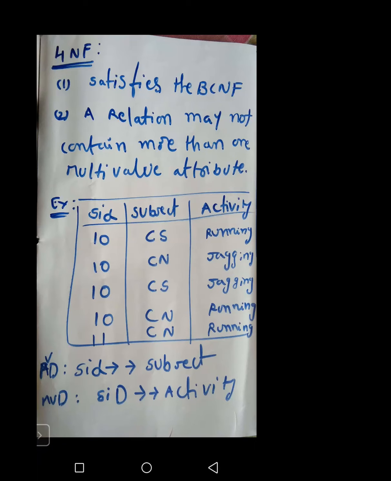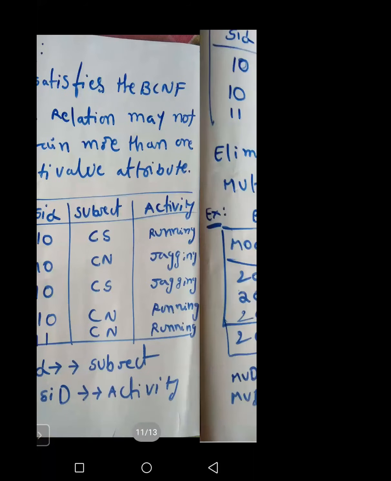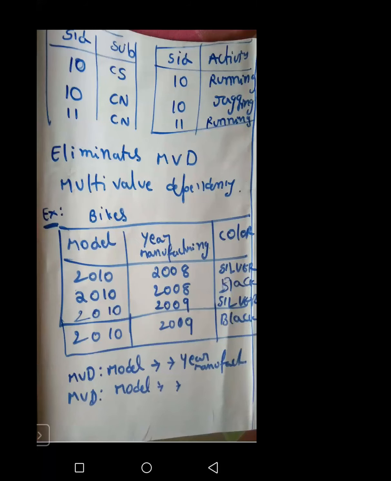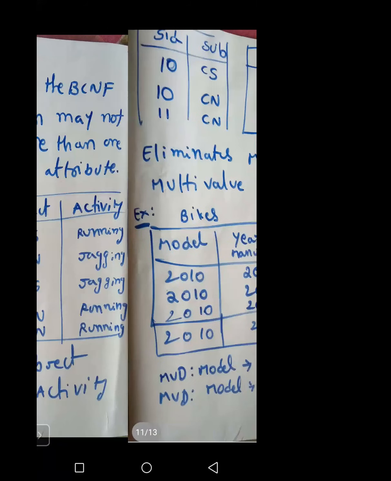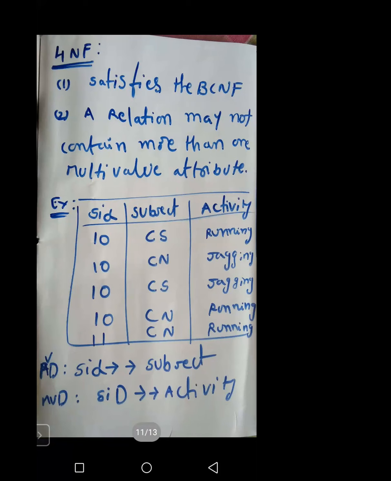At the same time, activity. The SID is the same, but the activity is different. This can be removed by using decomposition. Am I right? How are we performing the decomposition? If you observe here, I'm dividing it into two tables: one is SID and subject, and another one is SID and activity. In that manner I am dividing this table.